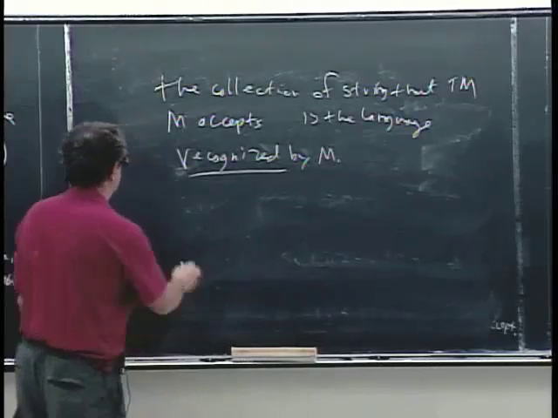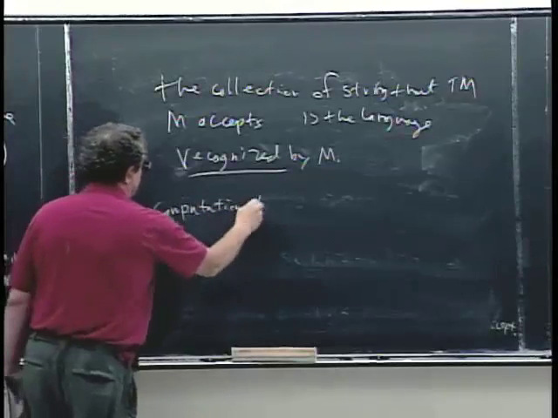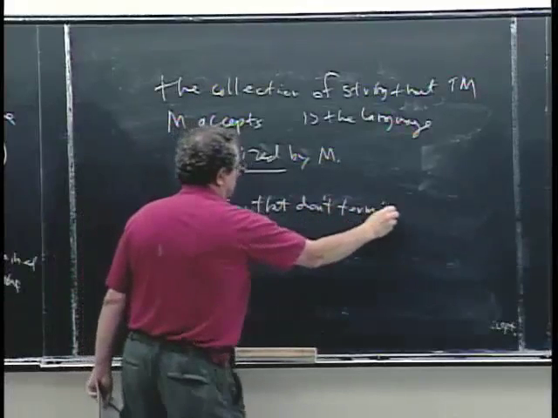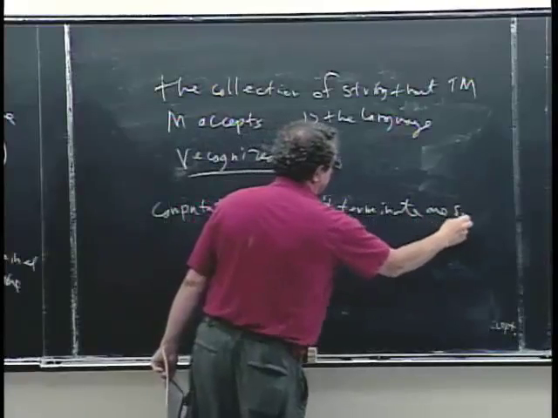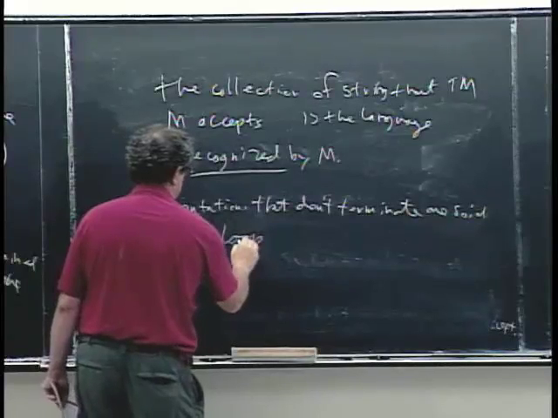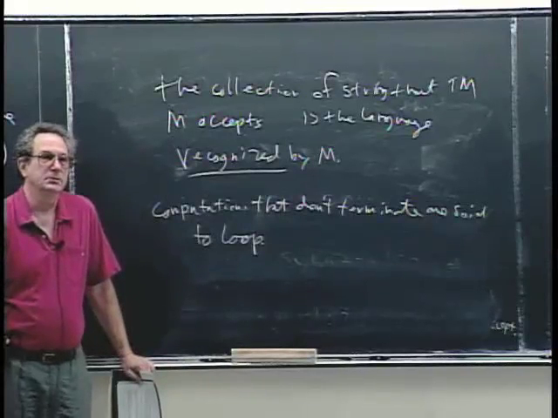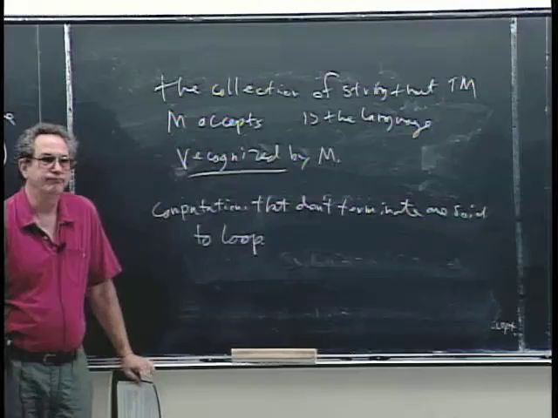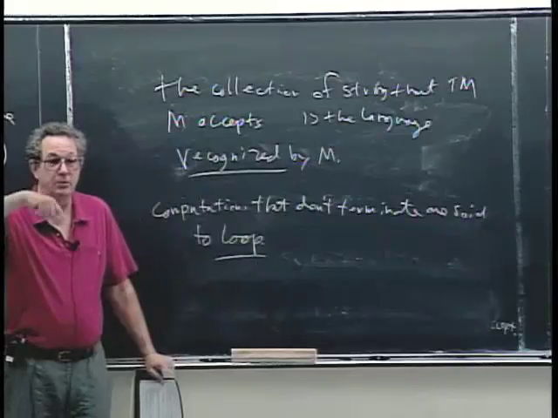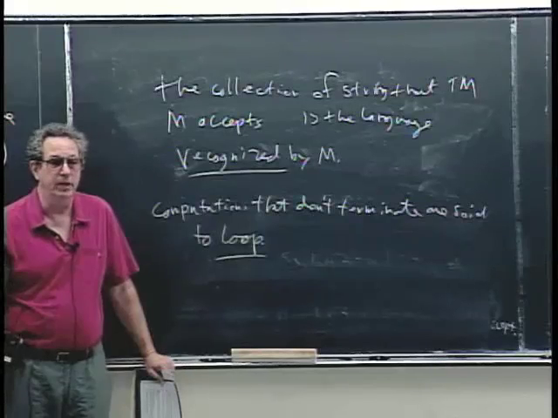Now the book says computations that don't terminate are said to loop. I don't like that term. I wouldn't have used the word loop here because we've seen computations that can go around a loop, as in the finite state machine, but that's okay. There's nothing wrong with that.